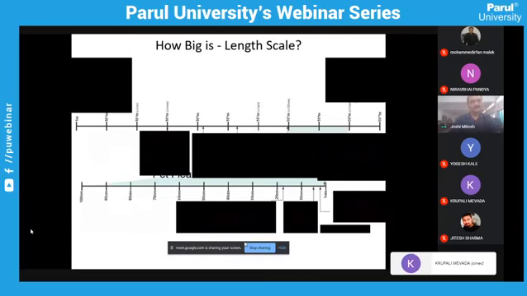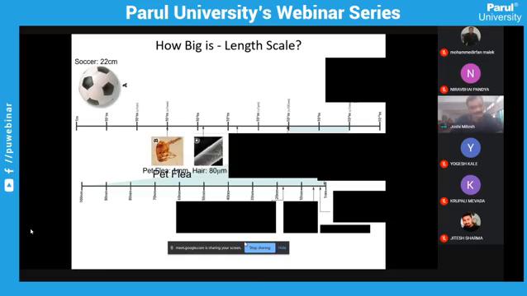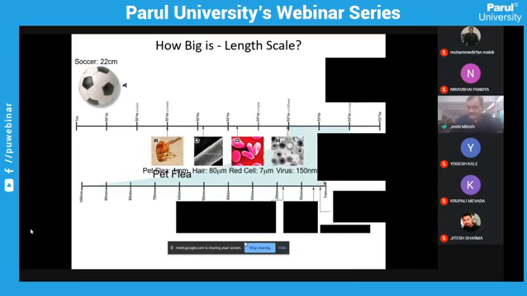Microstructures means you can see up to micron size or below micron size. So I have given you some rough idea about the micron size. Let's say you have a soccer ball, which is around 20 centimeters or more. Then you have a pinhead flyer that is around 1 millimeter size. Our hair is of 80 micrometer size. Our blood cell is around 7 micron size.